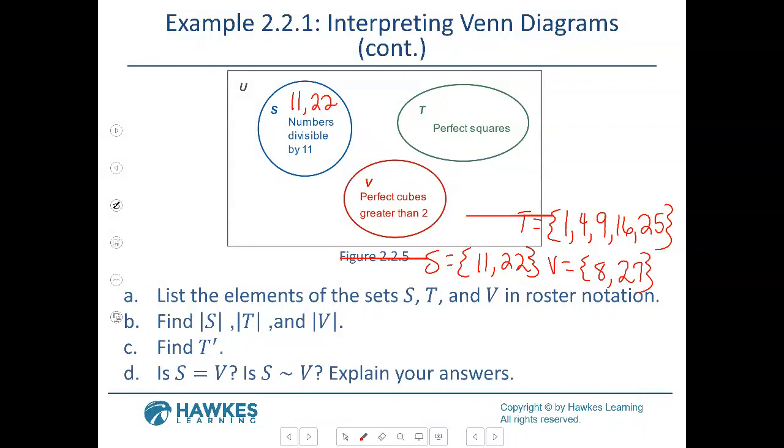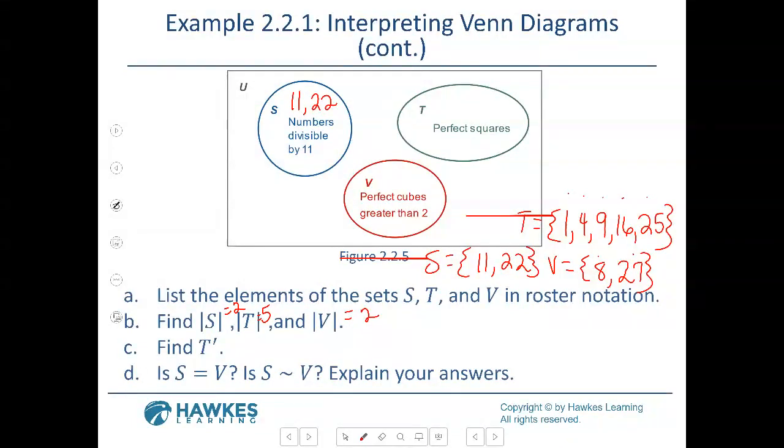Now for part B, we want the cardinality of S. So how many elements are in S? That would be only 2. How many elements are in T? That would be 1, 2, 3, 4, 5. And how many elements are in V? That would be just 1 and 2, the 8 and 27. So we have to know that the absolute value bars mean the cardinality, or the number of elements in each set. Then the complement of T.